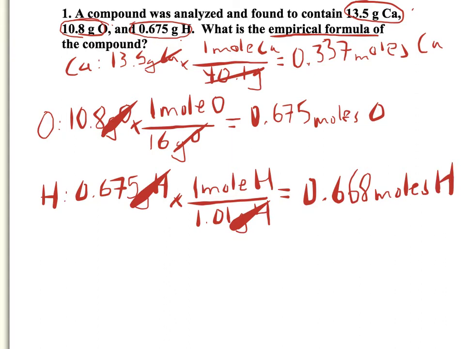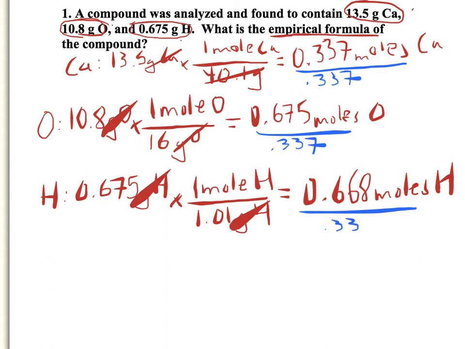Now we have calculated a ratio between the moles of each element in this compound. But these are kind of nasty numbers. We want to get integers. So all we have to do now is divide each value by the fewest number of moles present. What element has the fewest number of moles? It's the element with the smallest number, calcium. So we're going to divide every number by 0.337. When I do that, for calcium this gives me 1, for oxygen about 2, and for hydrogen about 2.